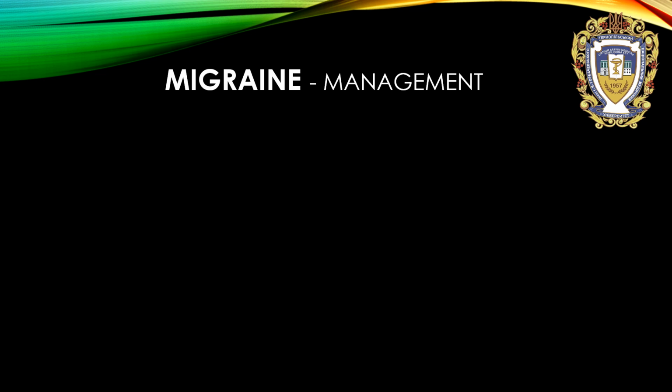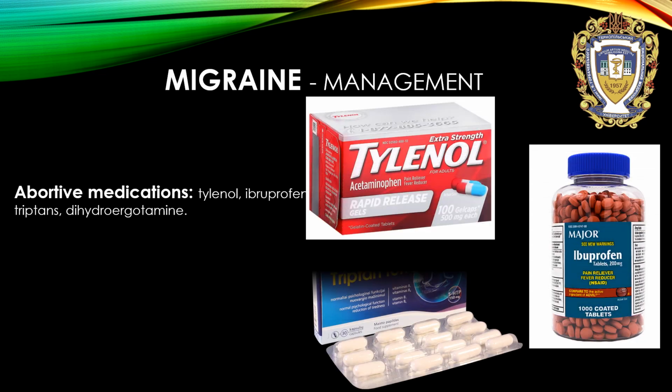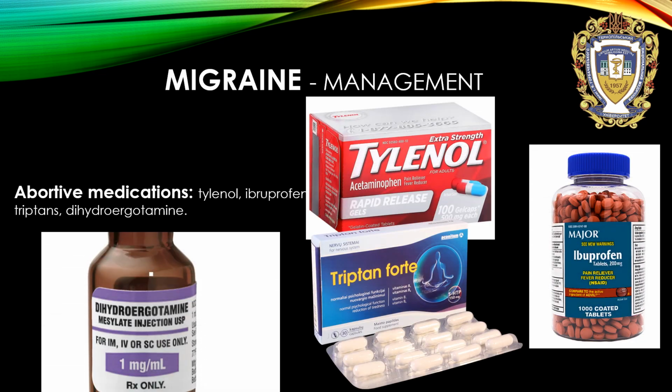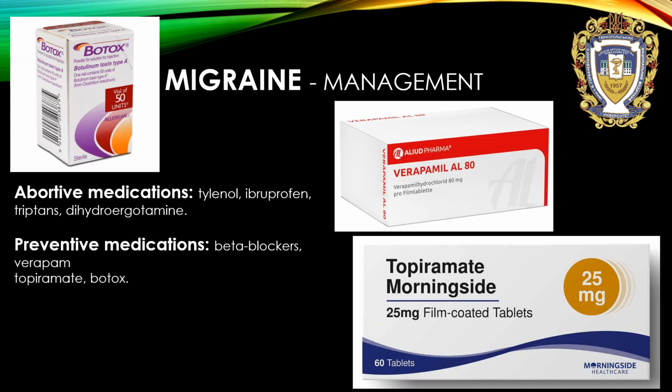How can we treat migraine? At first, abortive medications: Tylenol, ibuprofen, triptans, dihydroergotamine. Preventive medications: beta blockers, verapamil, topiramate, Botox.